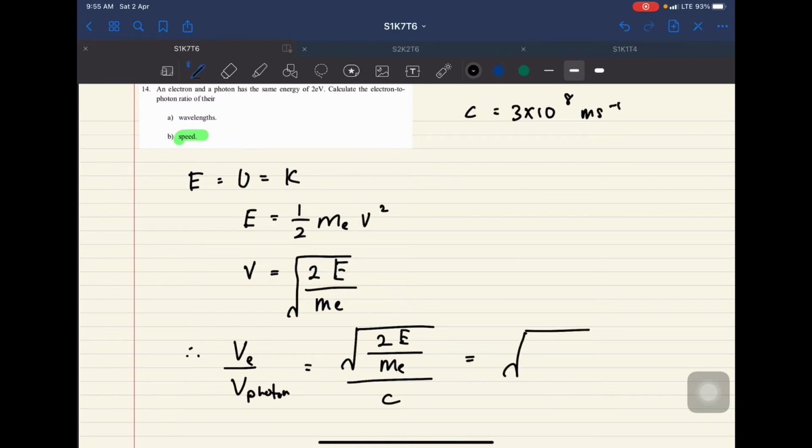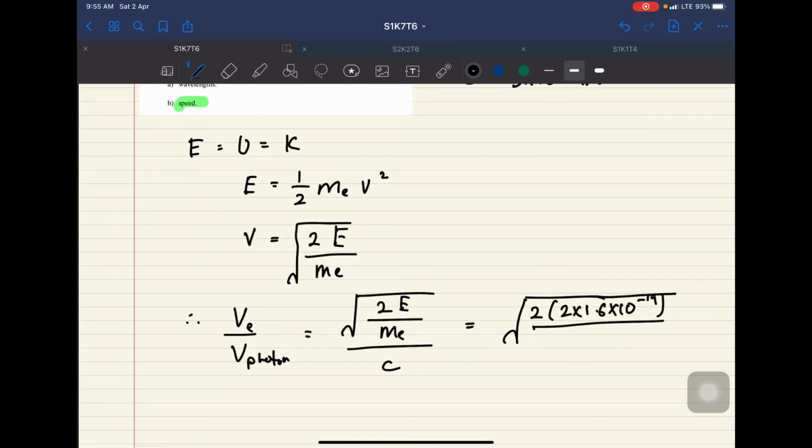The square root of 2 times E is, sorry, you have 2 eV, right? So 2 times 2 times 1.6 times 10 negative 19. So again, you have to convert eV to joule. The mass of electron is 9.11 times 10 negative 31. C is 3 times 10 to the power of 8. You can bring C to the other side.